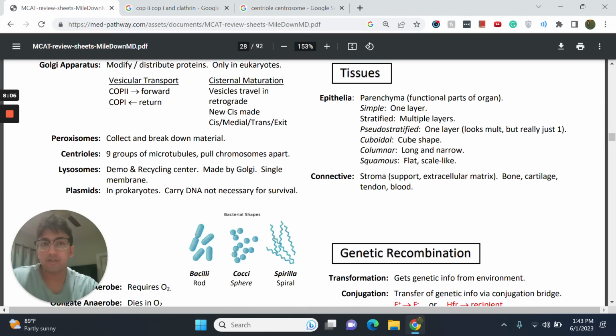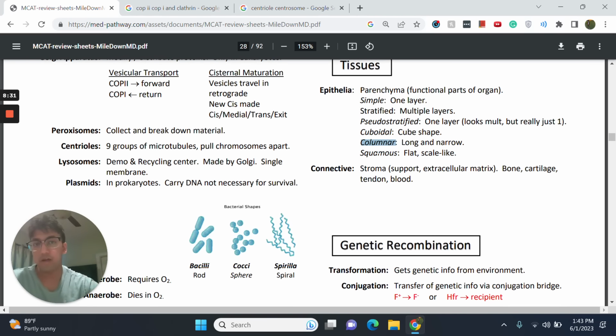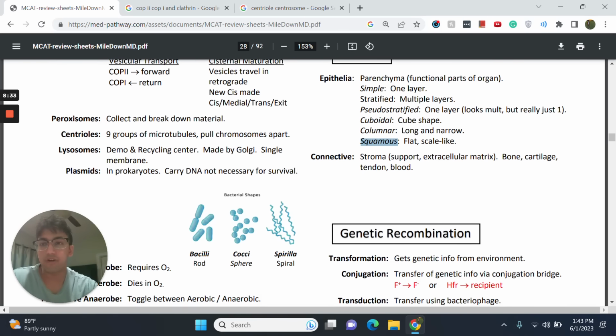There's the parenchyma, which is the functional part of the organ. And then you can look at simple epithelium, that's one layer of cells. Stratified is when you have multiple layers of cells. Pseudostratified is really difficult to differentiate from stratified when you're just looking at a pathology slide. But pseudostratified cells are actually all one layer, but they're different sizes, so they look like multiple different layers. Cuboidal is cube-shaped, columnar is column-shaped, and squamous is very flat.